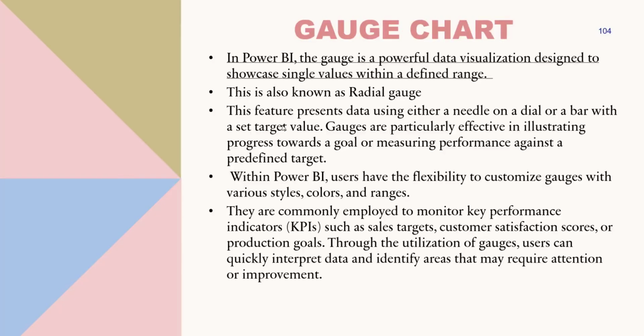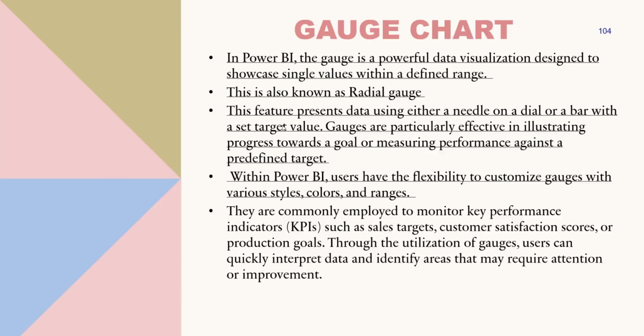The gauge chart in Power BI is a powerful data visualization designed to showcase a single value within a defined range. They are also known as radial gauges. This chart represents the data using either a needle on a dial or a bar with a set target value. Gauges are particularly effective in showcasing progress towards a goal or measuring performance against a predefined target. Users have the flexibility to customize the gauges with various styles, colors, and ranges.